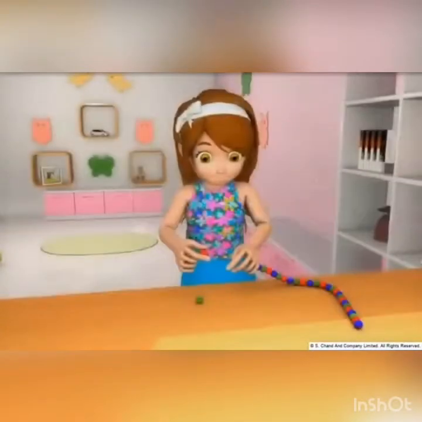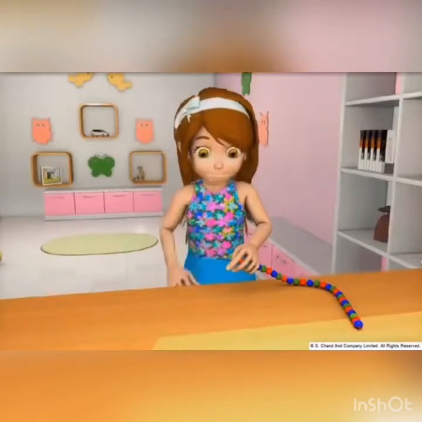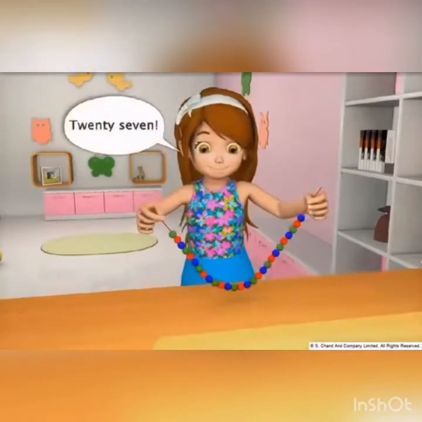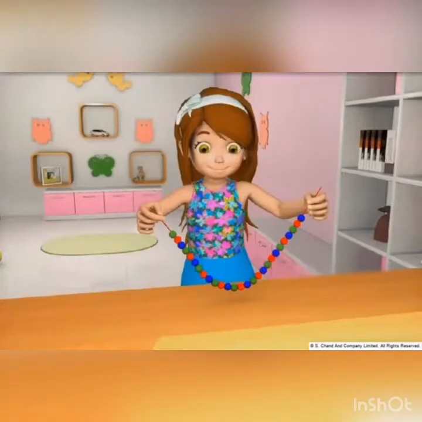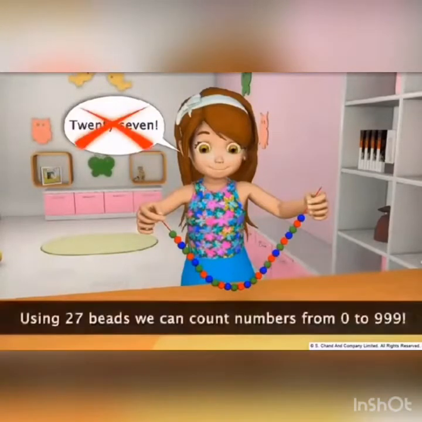Hi there! Sela is playing with a string of beads. Hey Sela, how many beads are there in that string? There are 27 beads in the string. Can you tell which number we can count up to using 27 beads? Did you say 27 like Sela did? Wrong. Using 27 beads, we can count numbers from 0 to 999.